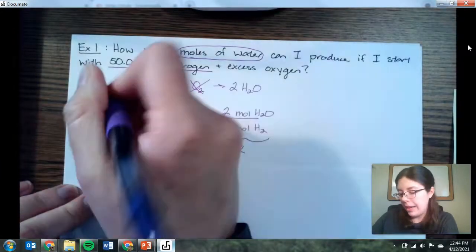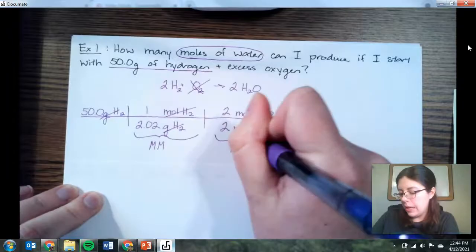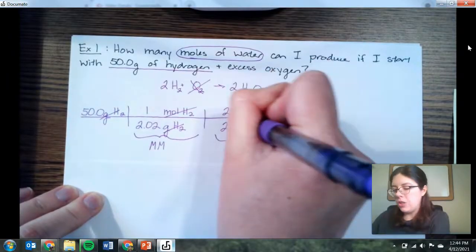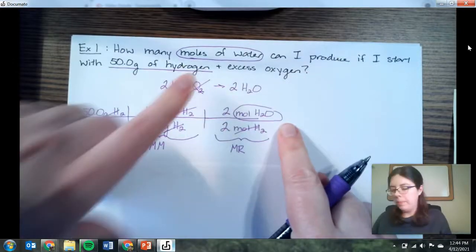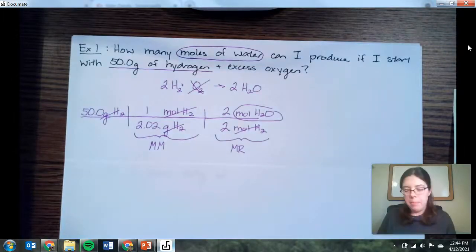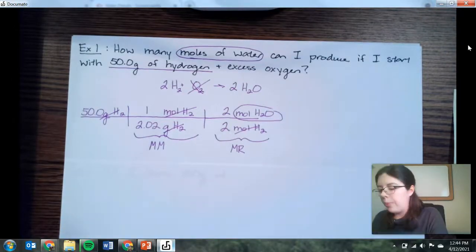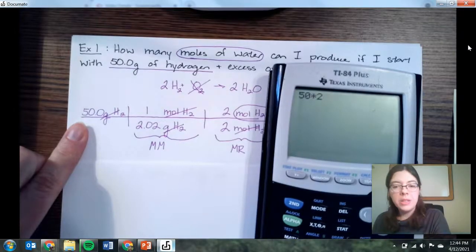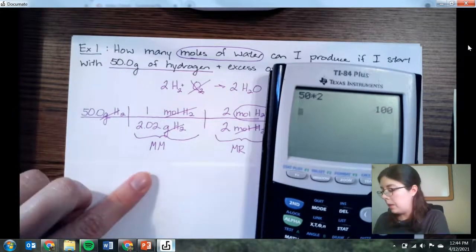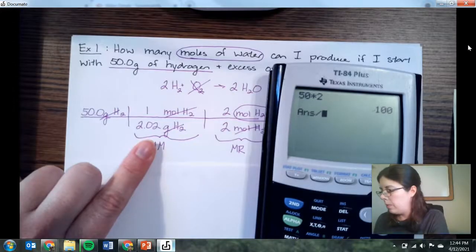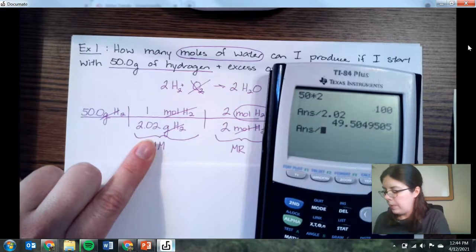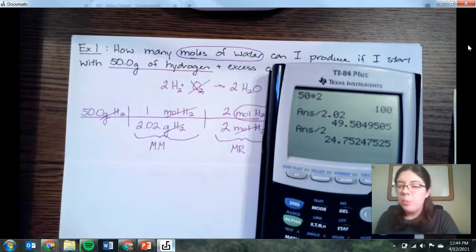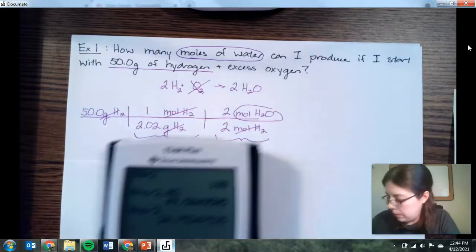So my units are canceling out until I get to my final unit, which matches what I'm trying to find, moles of water. So I just need to go ahead and plug this in my calculator. Numbers on top we multiply. So 50 times 2. And then we're going to divide by what's in the denominator, what's on the bottom. Divide by 2.02, and then divide by 2 again. So that gives me an answer of 24.752.